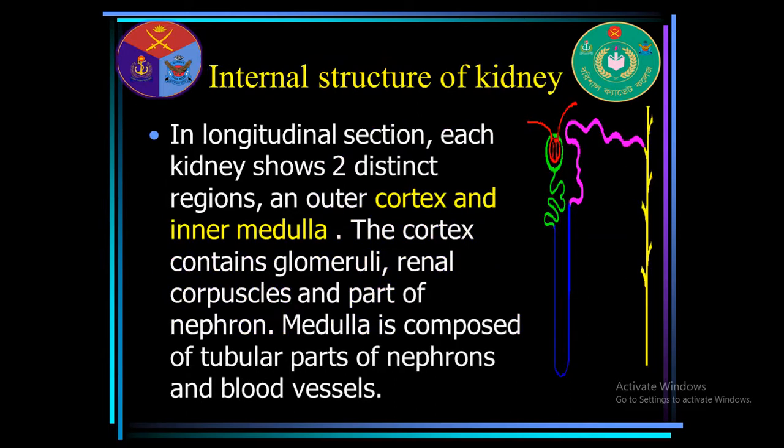Internal structure of the kidney. In longitudinal section, if you cut this kidney, you will get two distinct regions. The outer region is called the cortex and the inner region is called the medulla. The cortex contains glomeruli, renal corpuscles, and part of the nephron. The medulla is composed of tubular parts of nephrons and blood vessels. The structural and functional unit of the kidney is called the nephron. This is the first part, and this is the rest of the part.